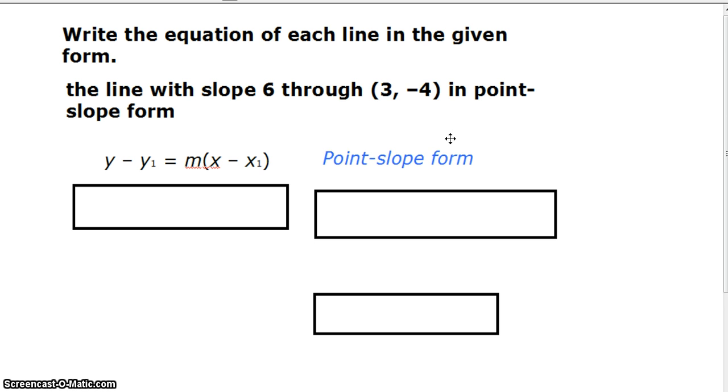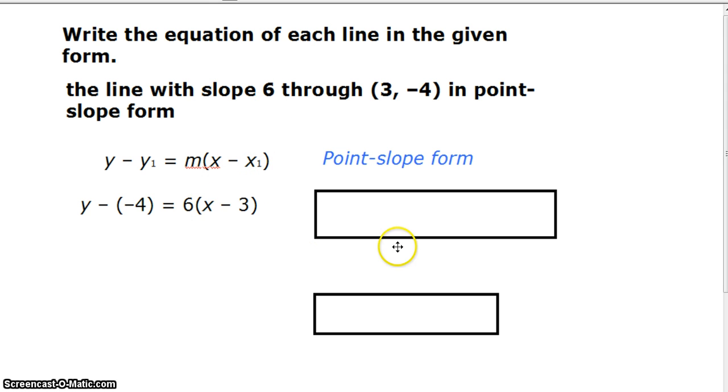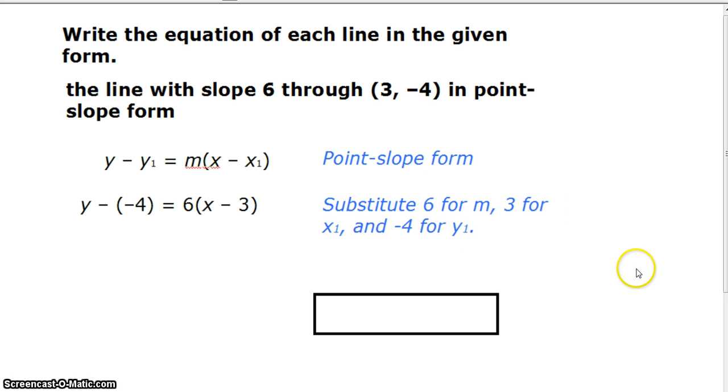Good. Okay, so now we simply substitute the known point carefully and the known slope. Don't forget x comes before y, so -4 will be our y, 3 our x, 6 is our slope. Good. And now we have subtracting a negative, which sometimes we will simplify, right? So just substitution, that's all that's required.